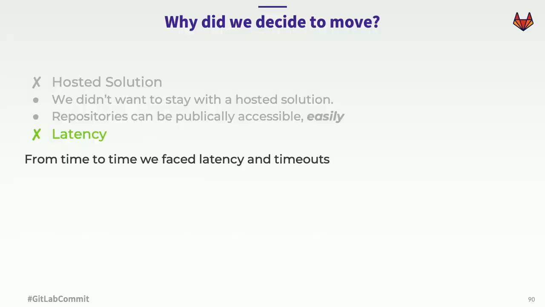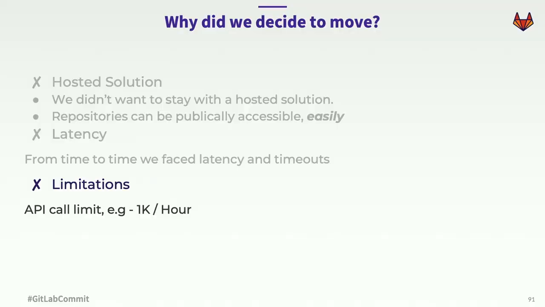Latency. From time to time, we faced latency from the Bitbucket service. Some of them did happen because of our network configuration, but it started to cause our builds to fail, and it's something that we cannot live with. Limitation. Bitbucket is limiting you to 1,000 calls per hour, and it was really easy to pass it.